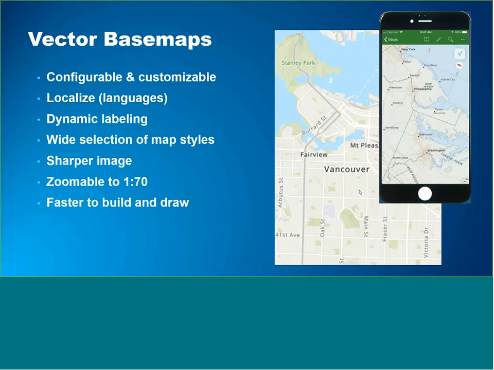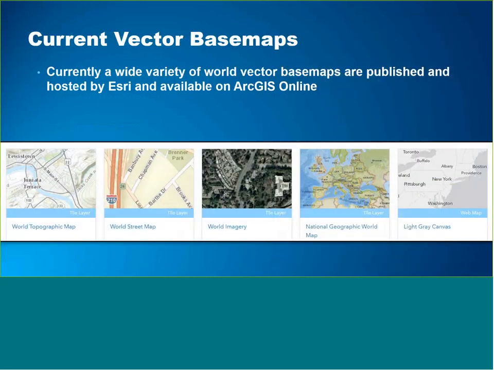There is also a wide selection of map styles, and I'll talk a little bit about that a bit more shortly. Vector-based maps also produce a sharper image than a raster-based map. You can zoom down to 1:70, and perhaps most important for all of us is that they are faster to build and they are faster to draw. Whereas before, if we were looking to cache the entire country at all scales, in a raster format, we'd be looking at months of production. In a vector format, we can do that within a space of 24 hours. So that's a great improvement there.